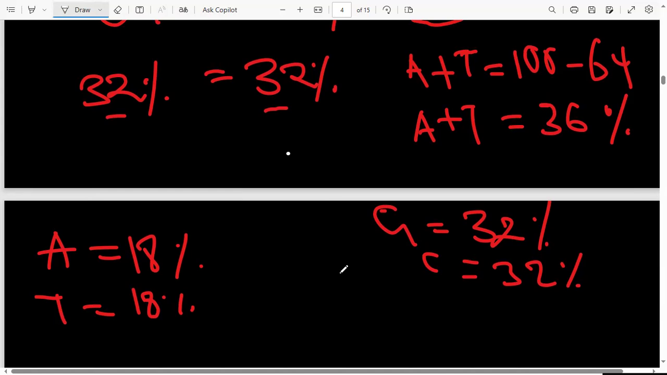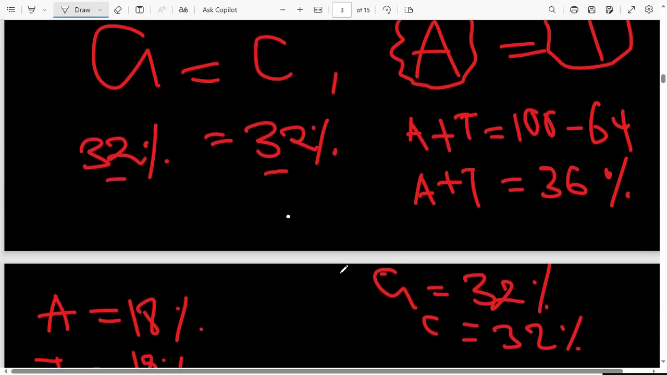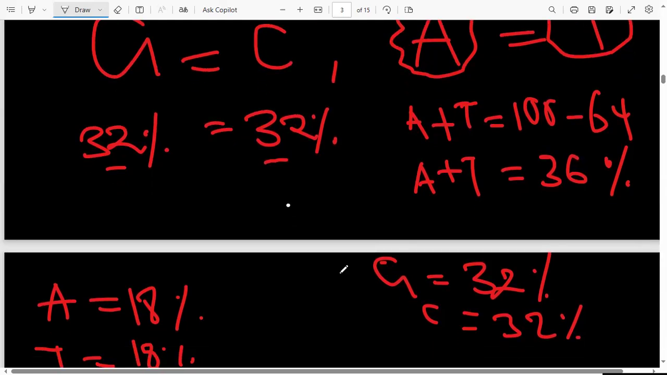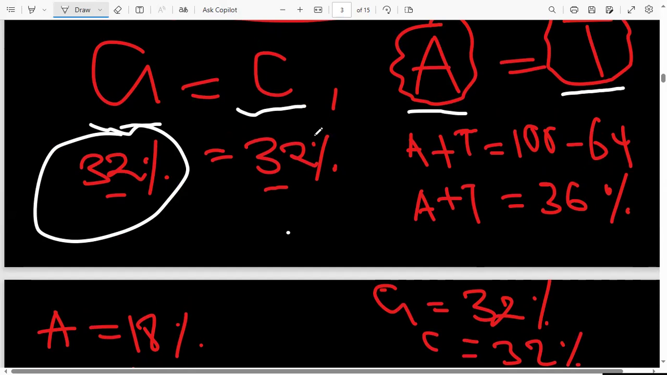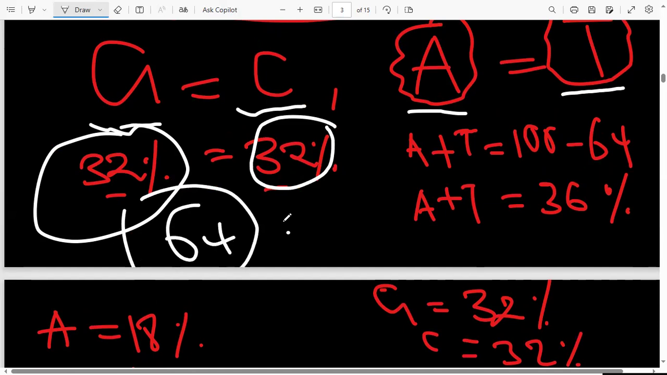Okay, so I was saying, according to Chargaff's rules, the amount of guanine is always equal to the amount of what? Cytosine. And then the amount of adenine is always equal to the amount of what? Thymine. In this question, we've been given that 32% is guanine. Since guanine is always equal to cytosine, the cytosine will be what? 32. So if we add 32 plus 32, we are going to get 64%.